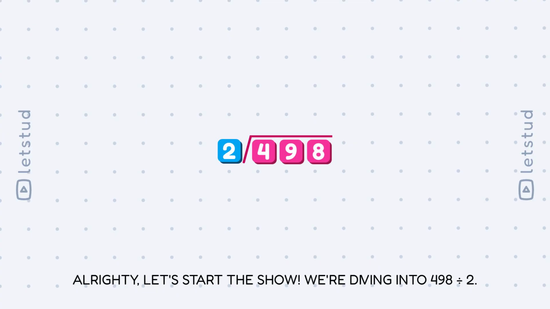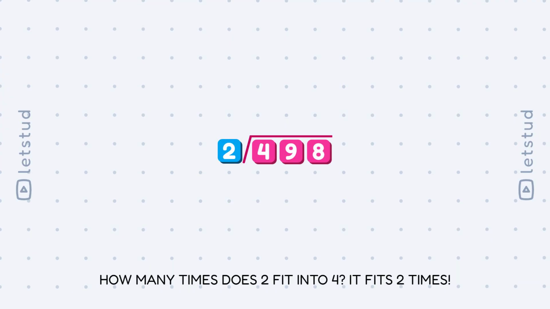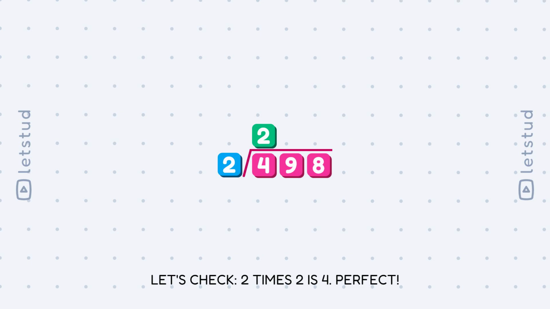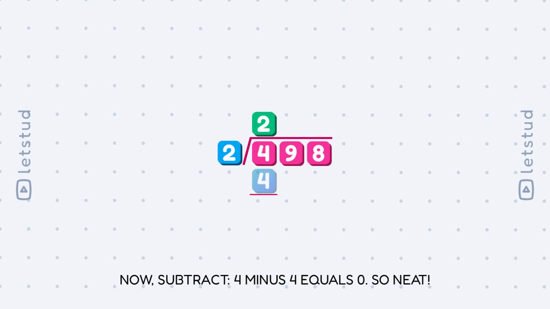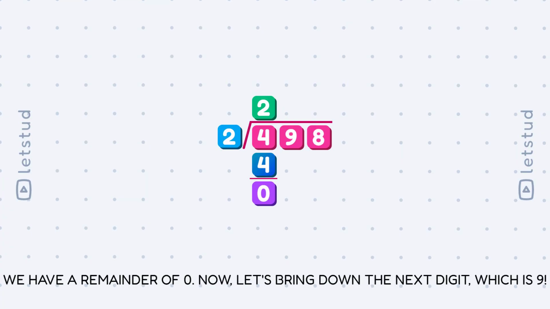We're diving into 498 divided by 2. We look at the first digit of 498, which is 4. Let's use this digit. How many times does 2 fit into 4? It fits 2 times. Let's check. 2 times 2 is 4, perfect. Now subtract. 4 minus 4 equals 0, so neat. Great job, you're rocking this division dance. We have a remainder of 0.